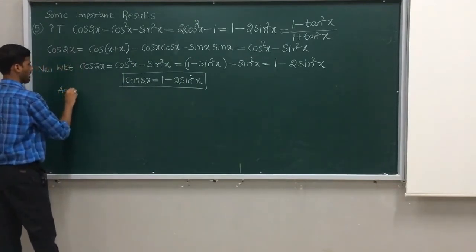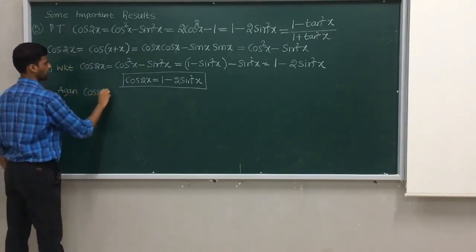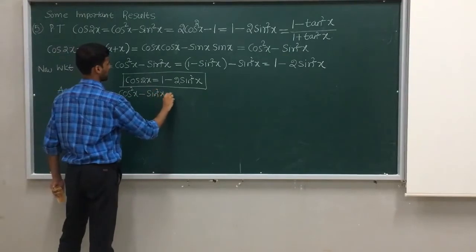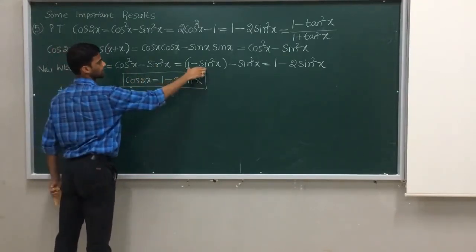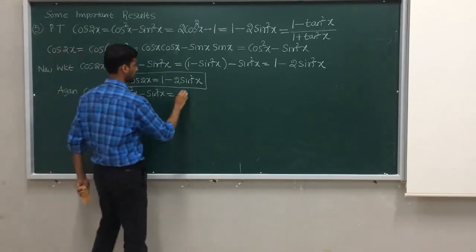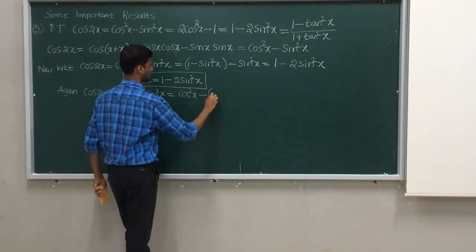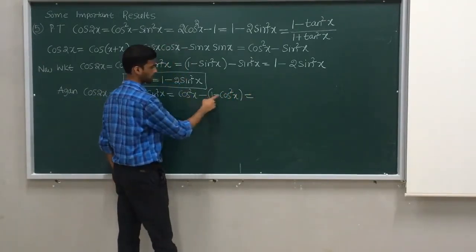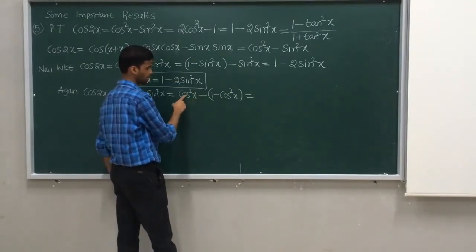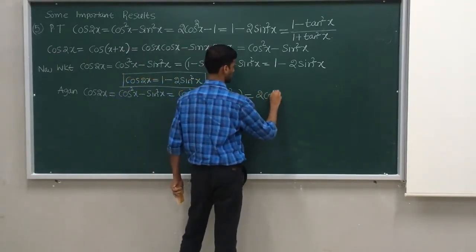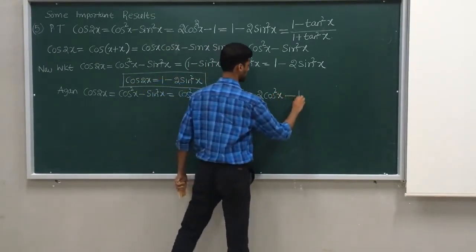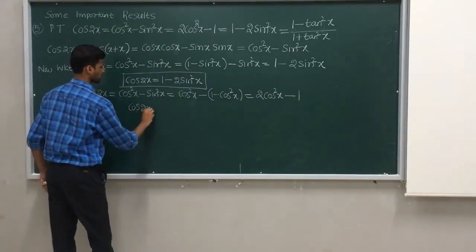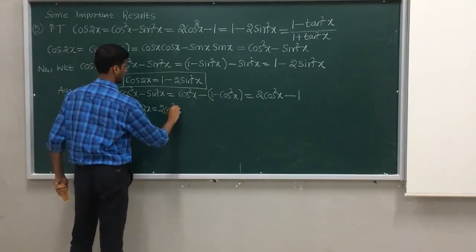Again, I know cos 2x equal to cos square x minus sin square x. Here I replaced cos square x by 1 minus sin square x. Now it's time to replace sin square x. So I will keep cos square x as it is, and I replace sin square x as 1 minus cos square x. So it is cos square x, minus minus becomes plus, cos square x plus cos square x, 2 cos square x, and minus 1 left. So I proved 2 cos square x minus 1. Therefore, another important formula is cos 2x equal to 2 cos square x minus 1.